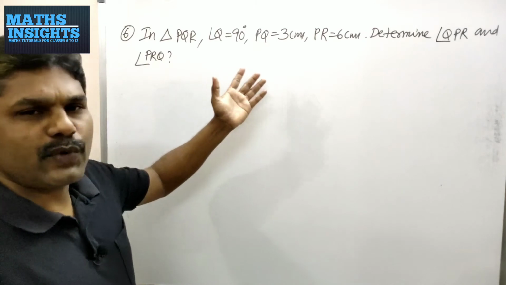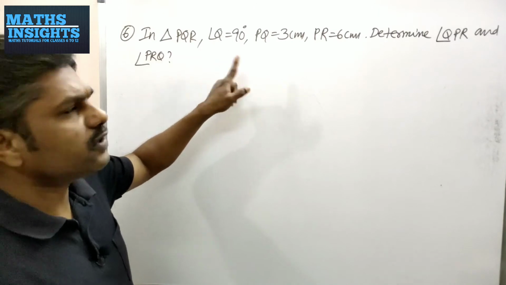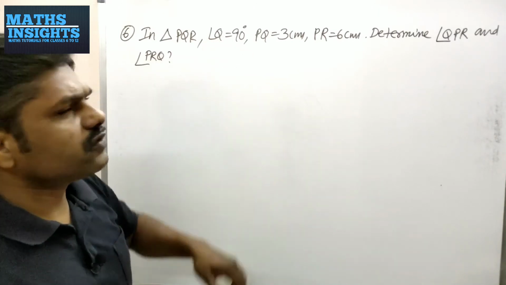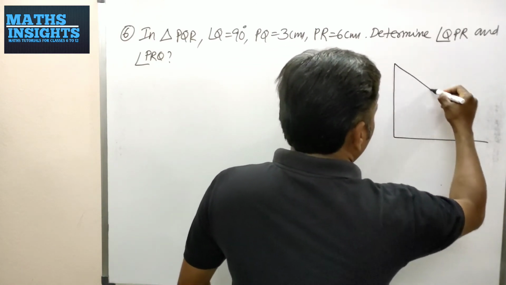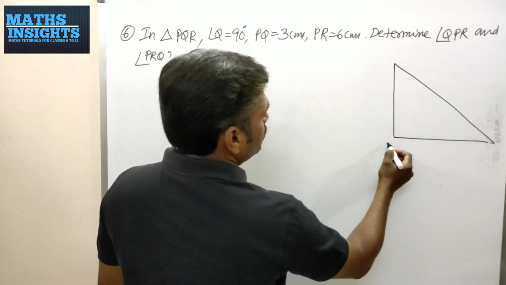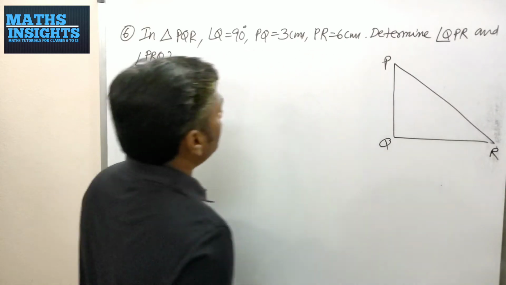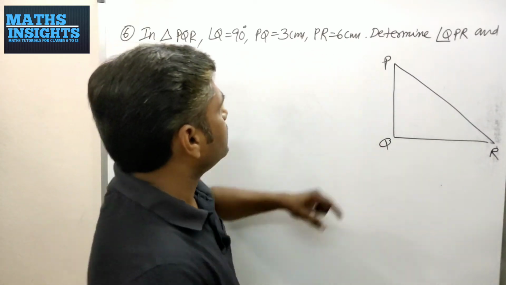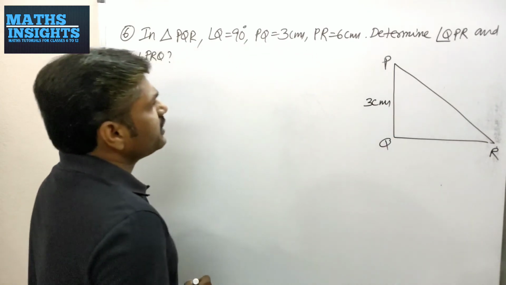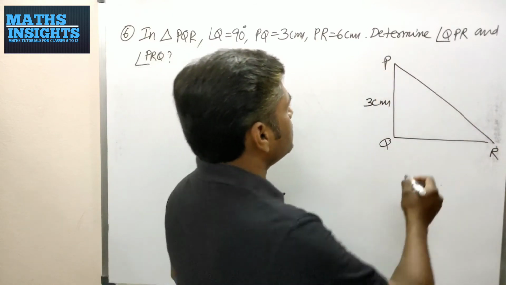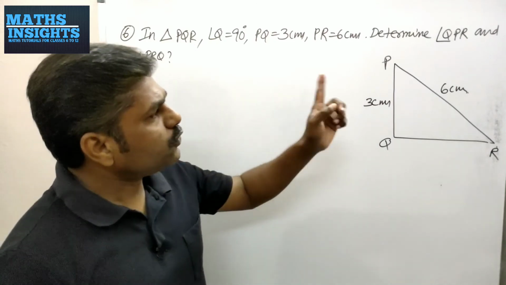This is another important and easy problem. In this problem, they have given a triangle PQR, in which angle Q is equal to 90 degrees. So I am drawing the right angle triangle by taking angle 90 at Q. You may take it as P, Q, R, and they have given PQ length as 3 centimeters. See, this is 3 centimeters, and PR, where is PR? This is PR. PR value is 6 centimeters.